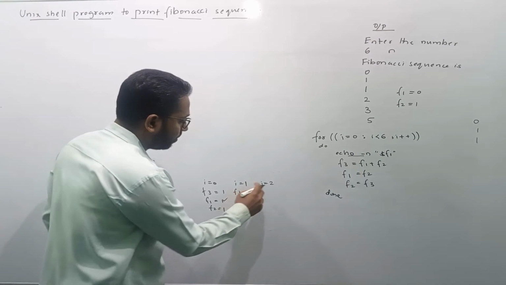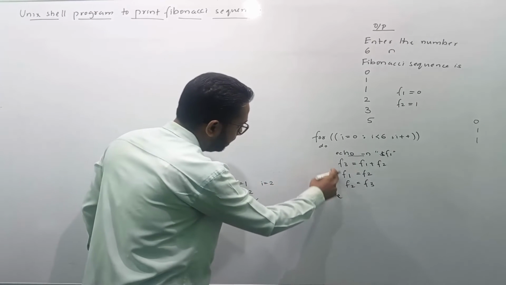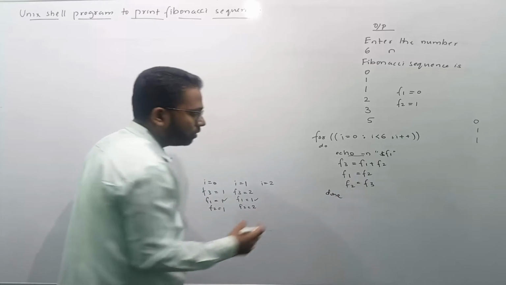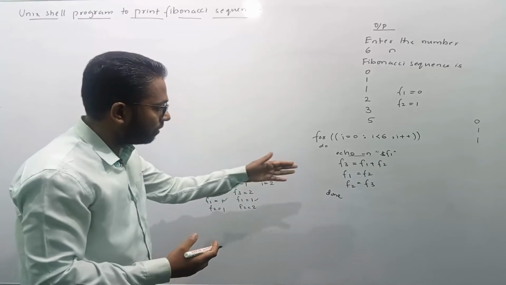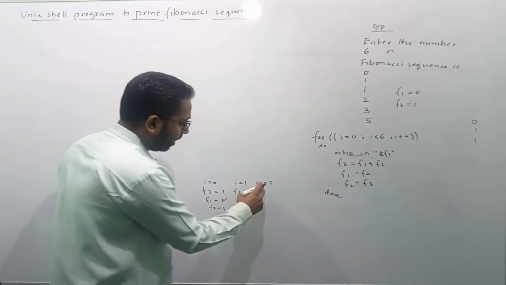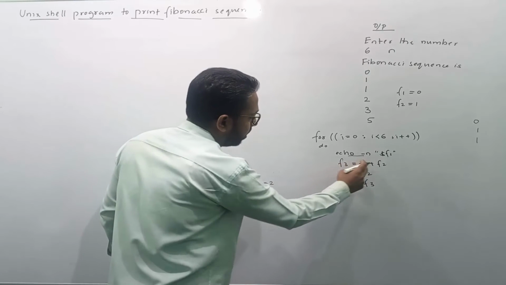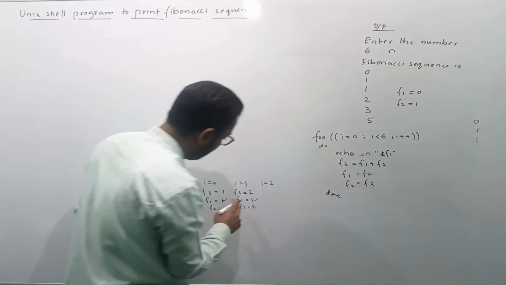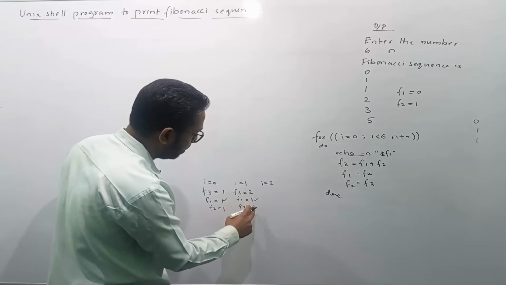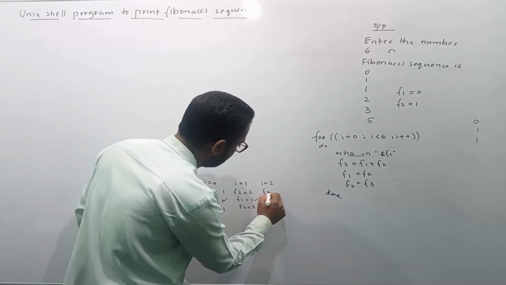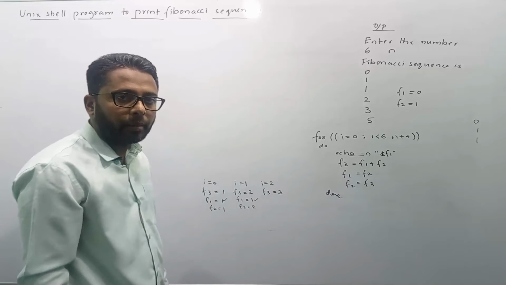Okay. Next, for the value of I equals 2, these three instructions get executed to calculate new values for F1, F2 and F3. So F3 gets evaluated first: F1 plus F2. F1 is 1, F2 is 2. So 1 plus 2 we will get 3. So F3 becomes 3.